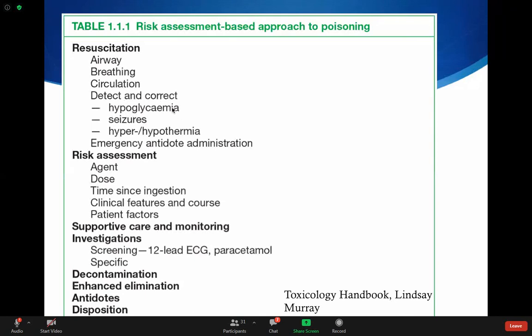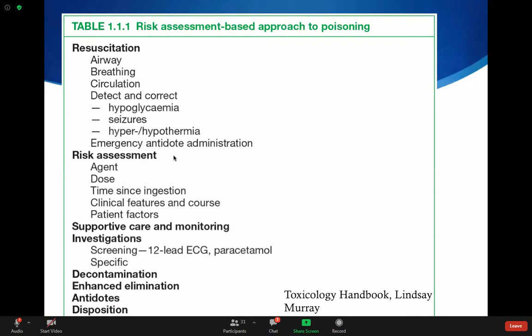Hypoglycemia has to be fixed right away: IV glucose, or oral glucose if they are awake. For seizure, benzodiazepines, benzodiazepines, benzodiazepines. And treat hyperthermia and hypothermia. Warm them if they are cold, like in barbiturate overdose, or if they are hyperthermic, which you're going to see more in Saudi Arabia, so you have to cool them, okay?